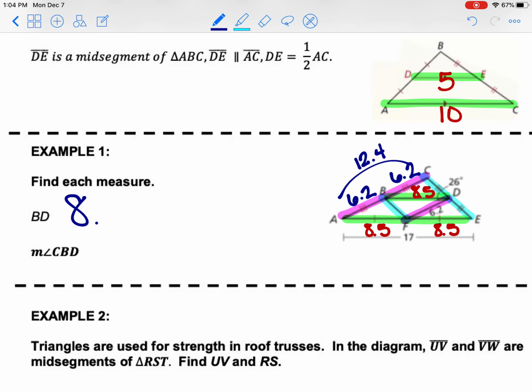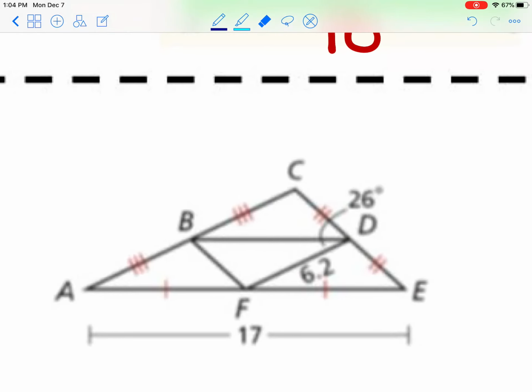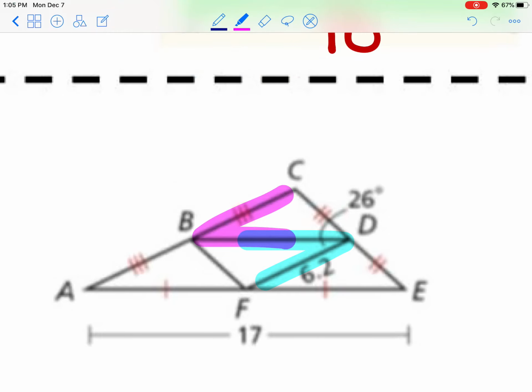So let's see if we can answer some of these questions here. We found the length of BD. BD would be 8.5. Now they're wanting us to look at angles. Angle CBD. Well, let's clear out all that other stuff for a second and concentrate on angles. We know that angle BDF is 26 degrees and they want angle CBD. So let me highlight that in another color, CBD.